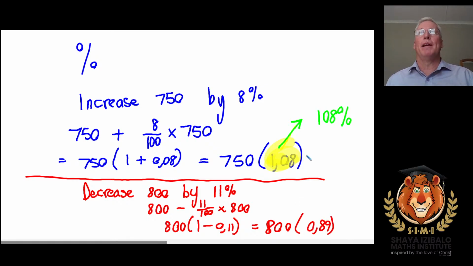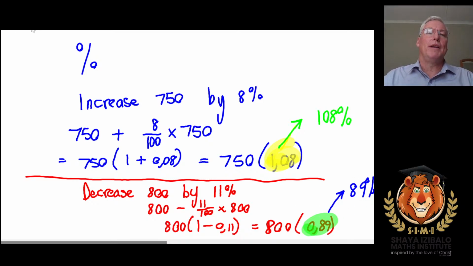All right, and again, it makes perfect sense that it would be 0.89 because our multiplier is now less than 1, because we are actually reducing. And that's our multiplier there. And that multiplier, obviously, is actually 89%. It makes sense that if you're going to reduce something by 11%, you would be left with 89%. So a multiplier of 0.89.